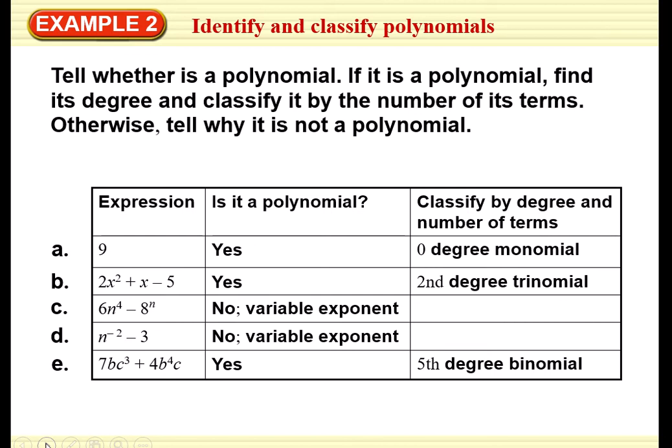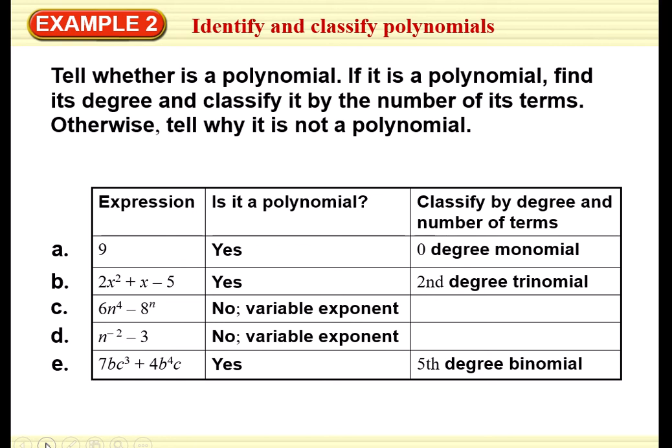So if n, or any variable, x, y, z, q, p, doesn't matter, if a variable is an exponent, that is not a polynomial. And in row D here, if there's a negative exponent, that is not a polynomial. So those would be two things to mark for what to look out for that is not a polynomial.